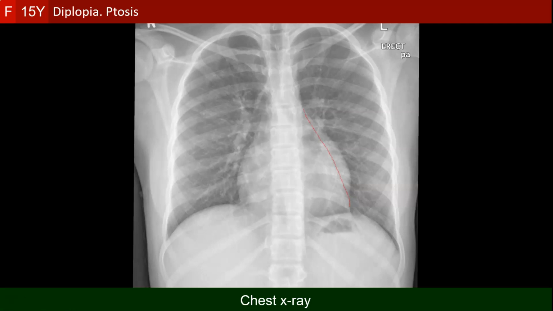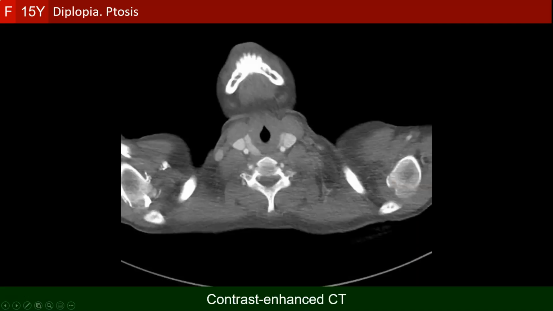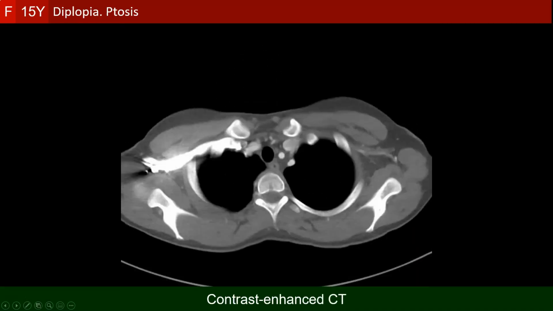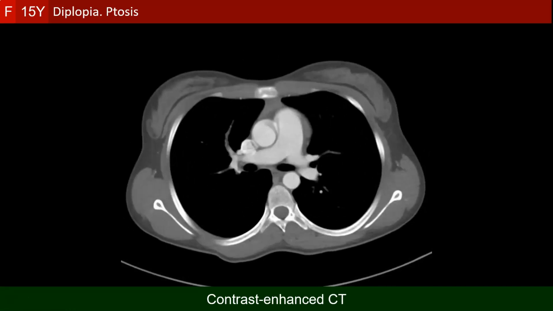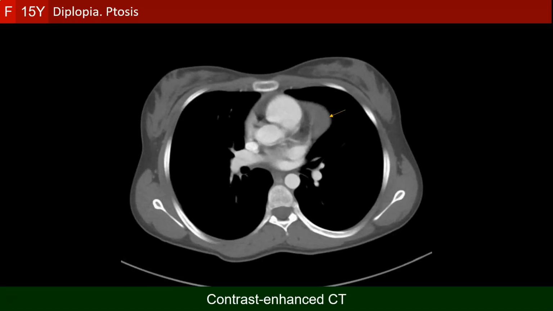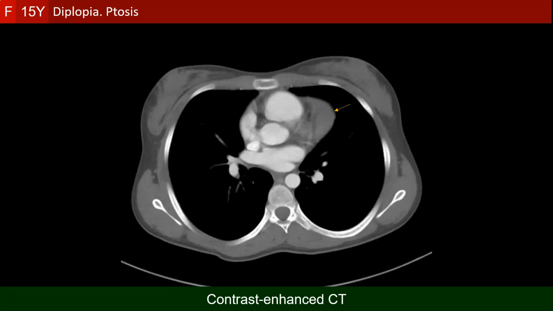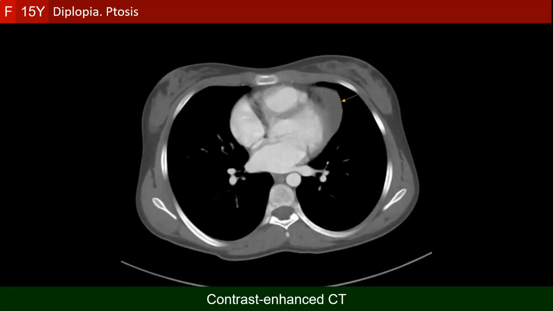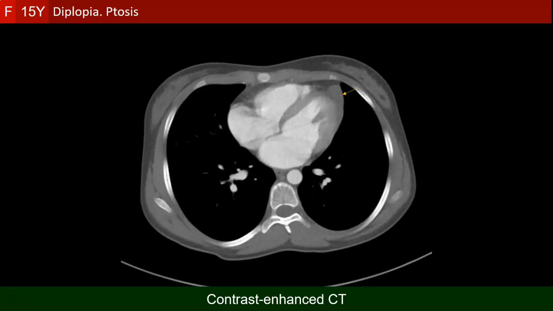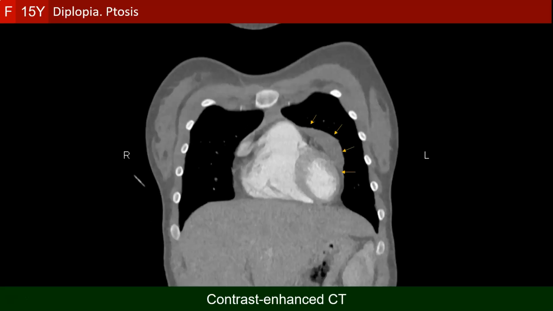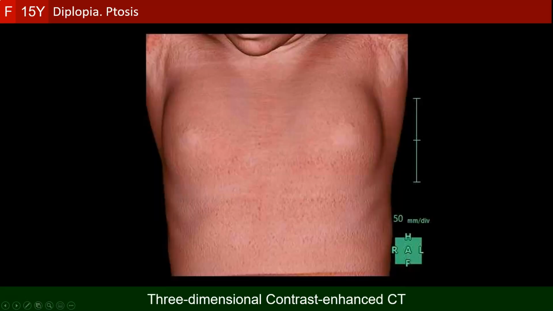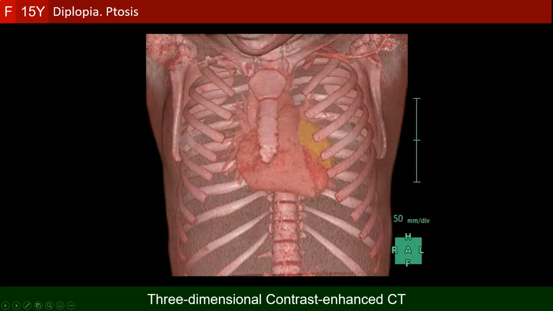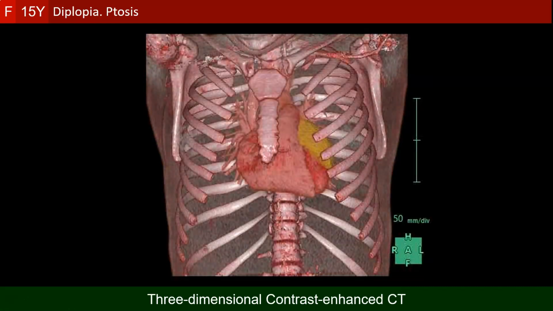CT was ordered to assess this possibility, and it showed a lesion at the left side of the heart overlying the left cardiac border, which is consistent with thymoma. Here we see it on the coronal reconstruction, and here on the three-dimensional reconstruction we see the lesion overlying the left side of the heart encoded in yellow.